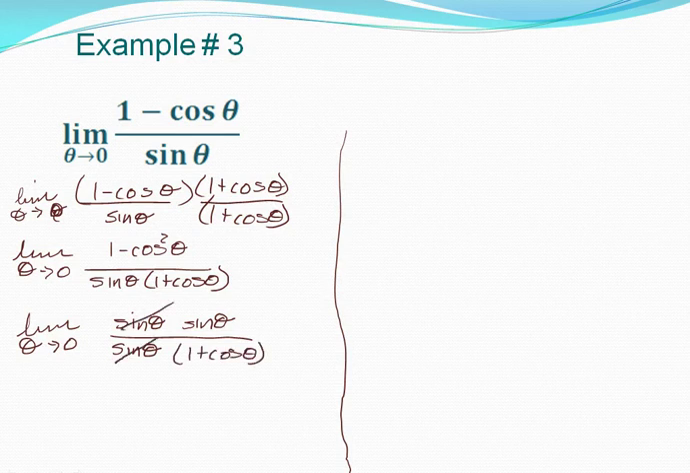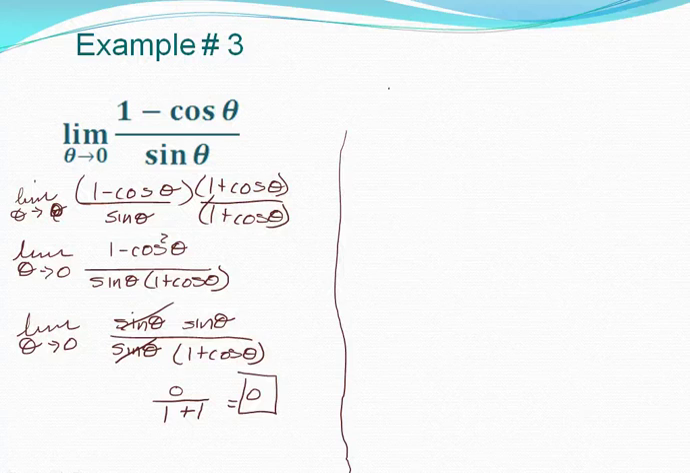Okay, so the sines cancel, and that means we can take the 0 at this point and plug it in. In the top we get sine of 0, which is 0, and on the bottom we get 1 plus cosine of 0, which is 1 plus 1, and 0 over 2 is just 0. So the limit is equal to 0.